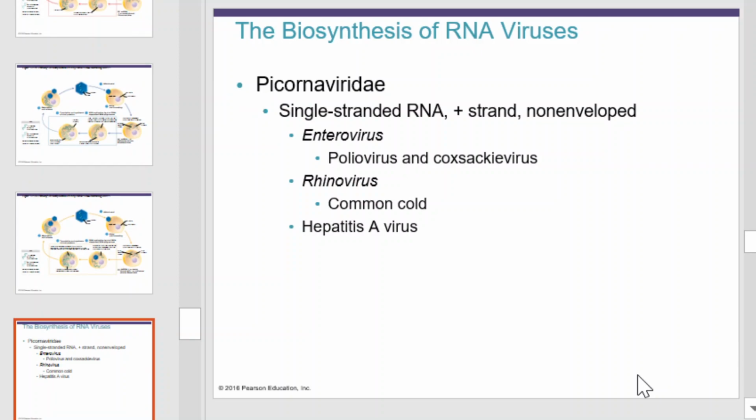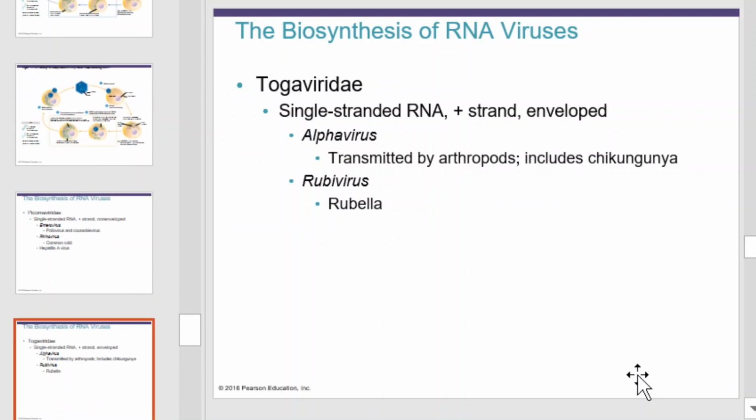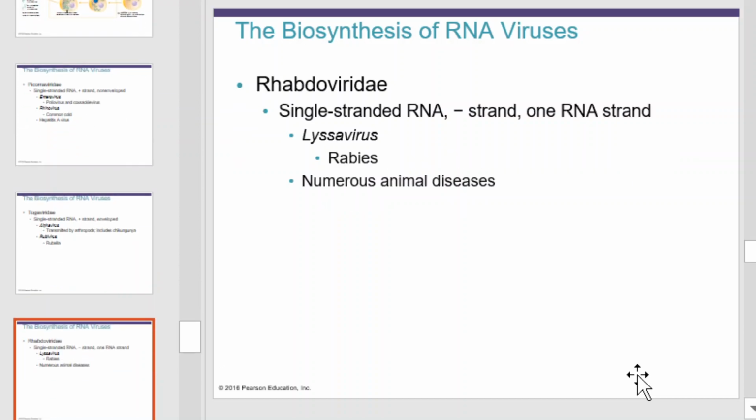Picornaviridae. These are the single-stranded RNA plus strand viruses that are non-enveloped. Enterovirus, rhinovirus, and hepatitis A fall into this group. Probably the one that you know best is rhinovirus, as it causes the common cold. Togaviridae. This is the single-stranded RNA plus enveloped virus. Alphavirus, which is transmitted by arthropods, and rubivirus, which causes rubella, belong to this group.